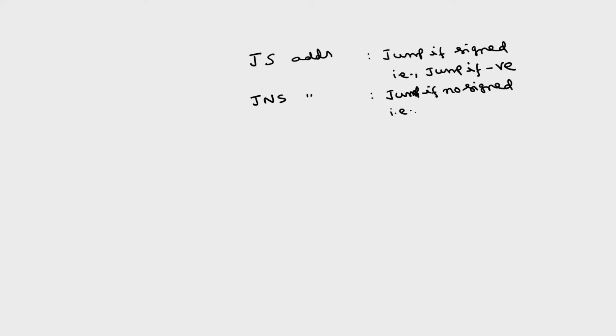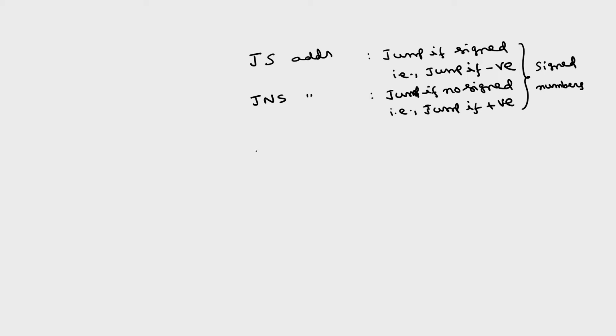That means jump if positive. If the result is positive, then it will jump, otherwise it will skip the instruction and go to the next instruction. Okay. So, these all deal with signed numbers. We know that the microprocessor uses signed 2's complement representation. So, this corresponds to the sign flag. So, what are the other flags we have?